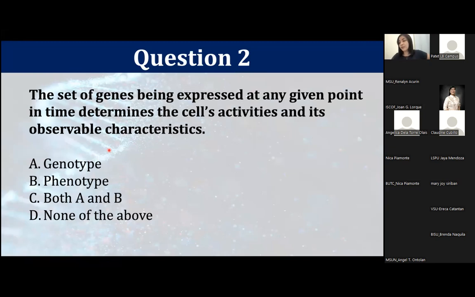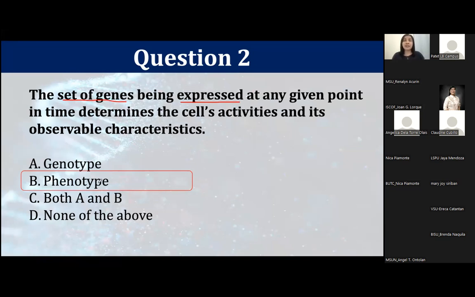So most of you answered letter C and B. C and B. So genotype, phenotype. Okay, so yung pinaka-dominant answer is letter C. Okay, so what is the correct answer? It is phenotype. Phenotype. Class, tandaan ninyo ha. Pag sinabing set of genes lang, it is the genotype. However, meron ditong term na expressed. Okay, expressed siya. So it is the phenotype.